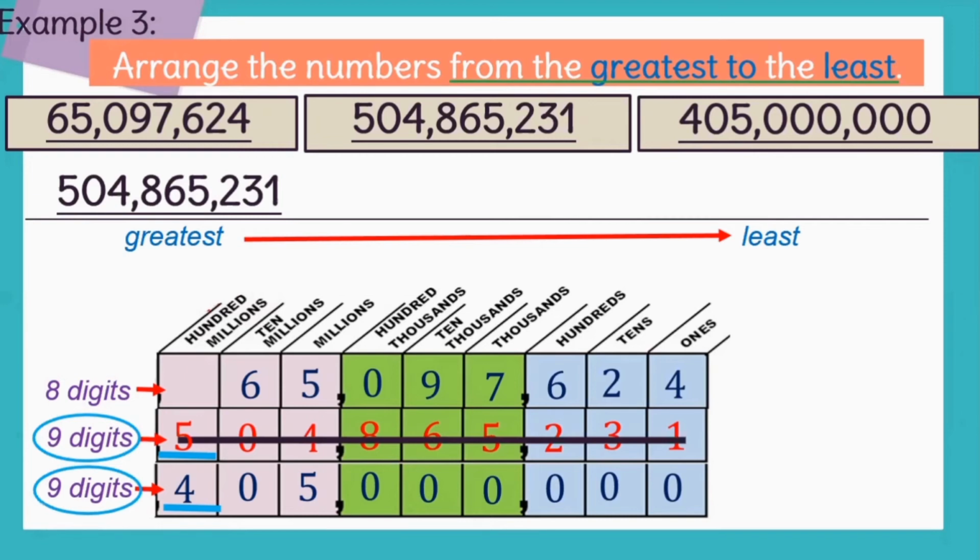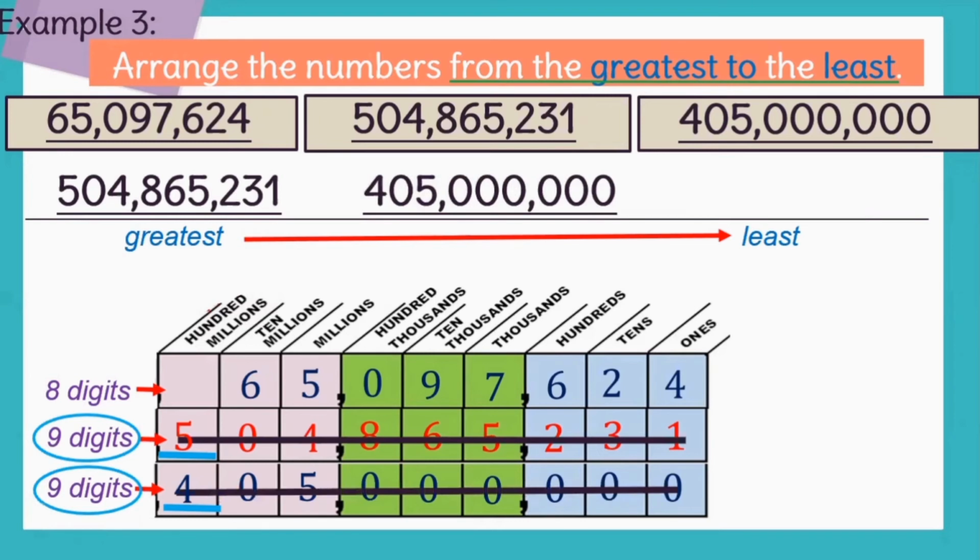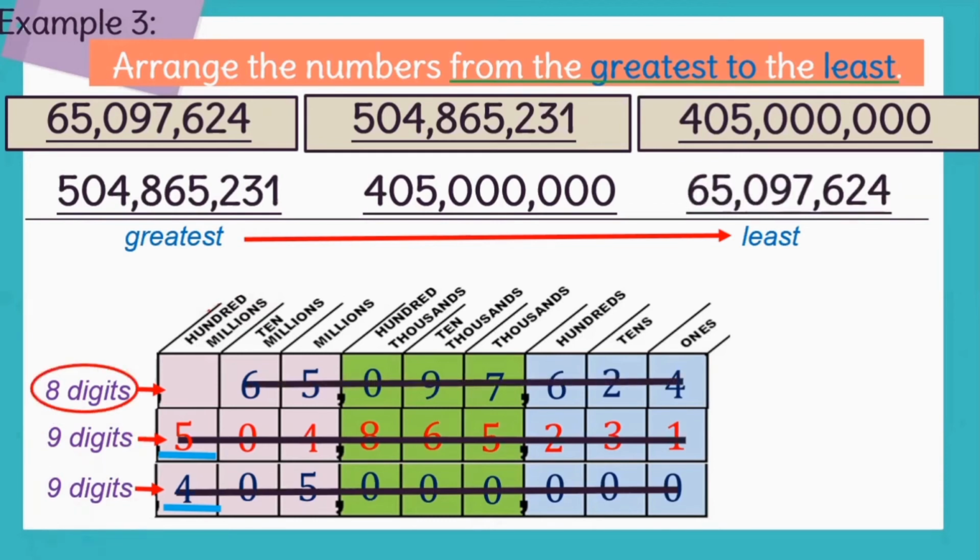Automatically, the second number in line will be 405 million. And we have only one remaining number, so it means that is the least number. Okay? So 65,097,624 is the least number.